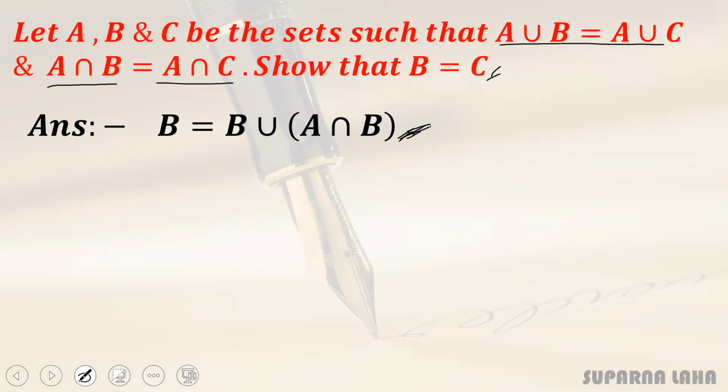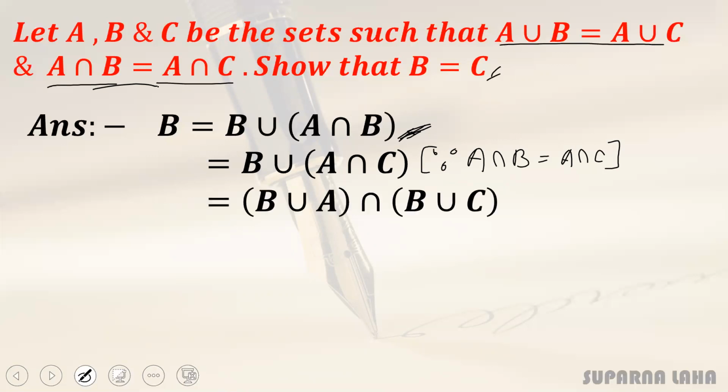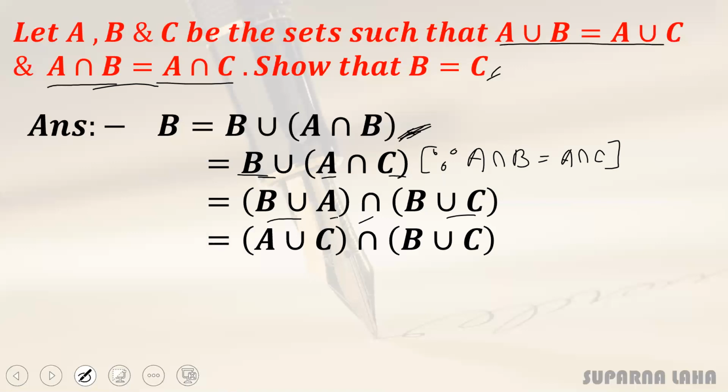So if this is B, that means in the place of A intersection B, we can use A intersection C. Why? Since A intersection B is equal to A intersection C. This is given here. Now we can use the distributive law. So (B union A) intersection (B union C). Now again look at that. B union A means A union B. They are the same.